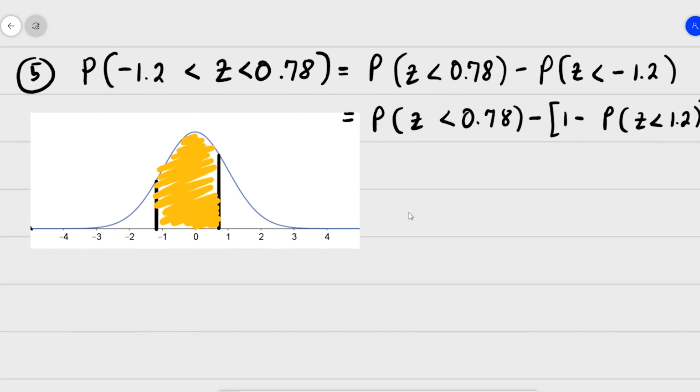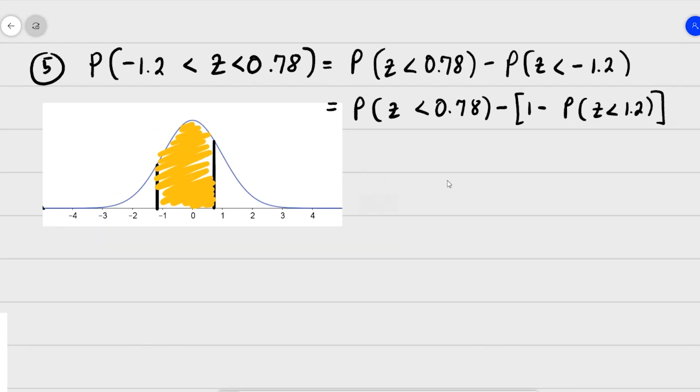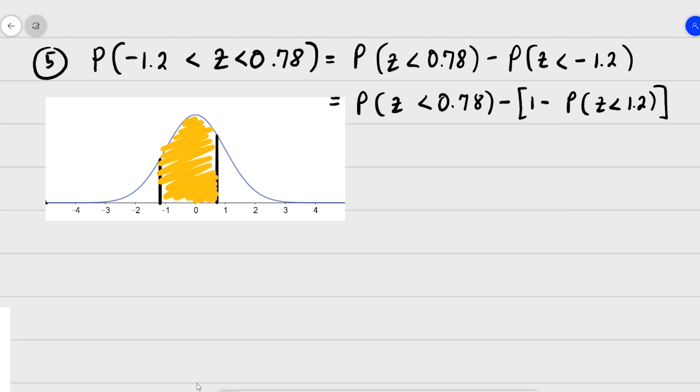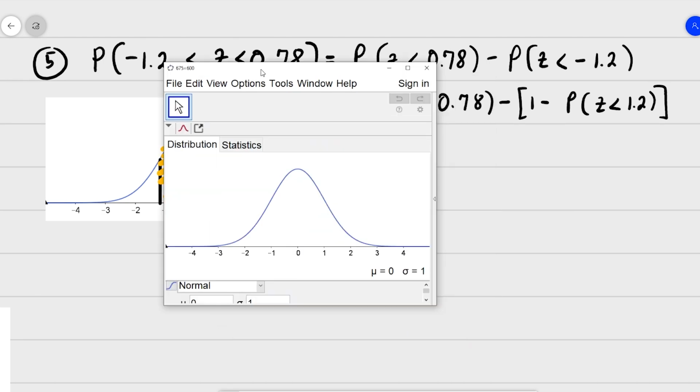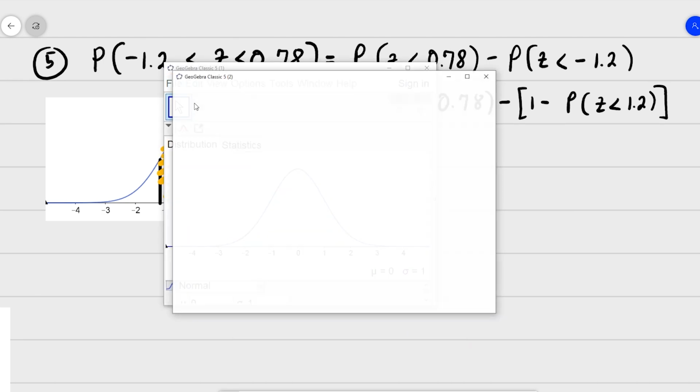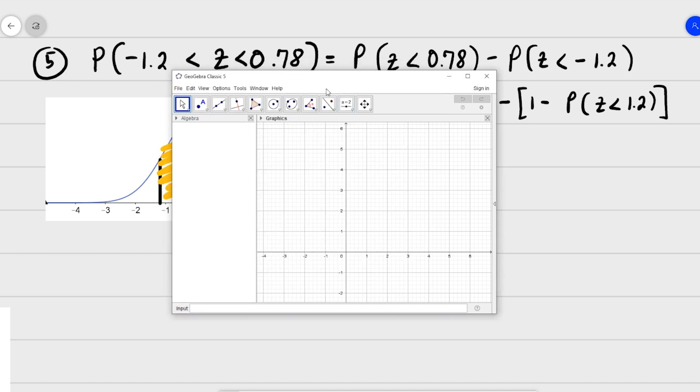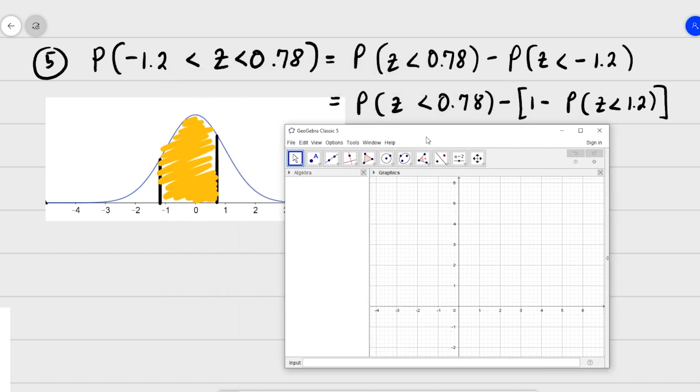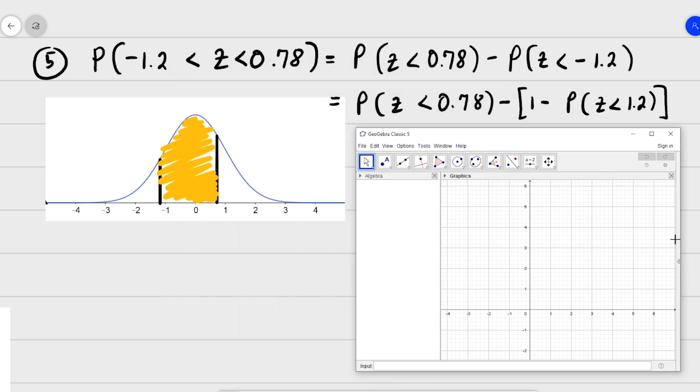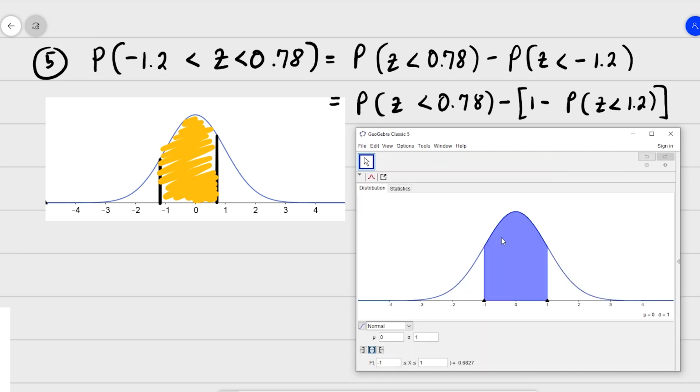Well, for example, ayoko nang tingnan sa table. I will introduce GeoGebra. Let's have a new window. Again, pagbukas nyo ng GeoGebra, ito yung lalabas sa inyo. If you're going to use Classic 5, ito yung lalabas. I want you to go to probability. This one, probability. Lalabas niyo itong probability na to.